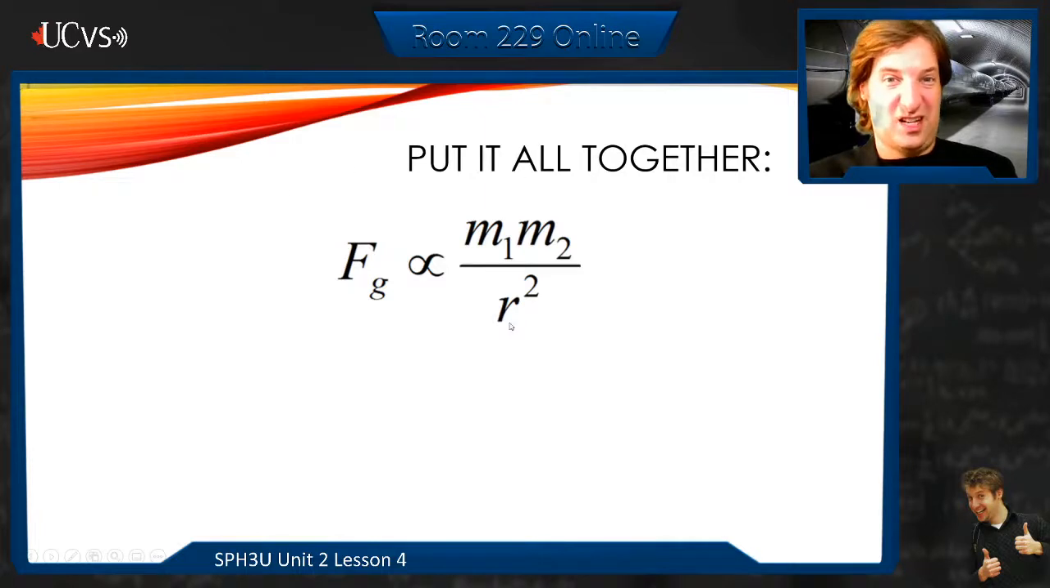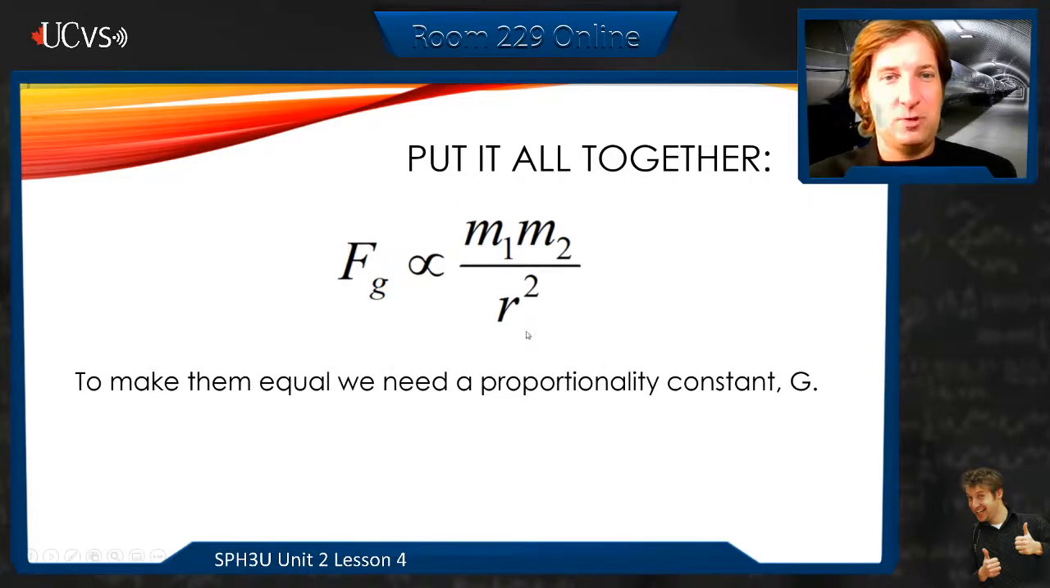But still, this isn't very satisfying. There's no equal sign here. There has to be some sort of constant that puts this together, that makes this proportional. So we need to make them equal with a proportionality constant. We're going to give that the letter capital G.